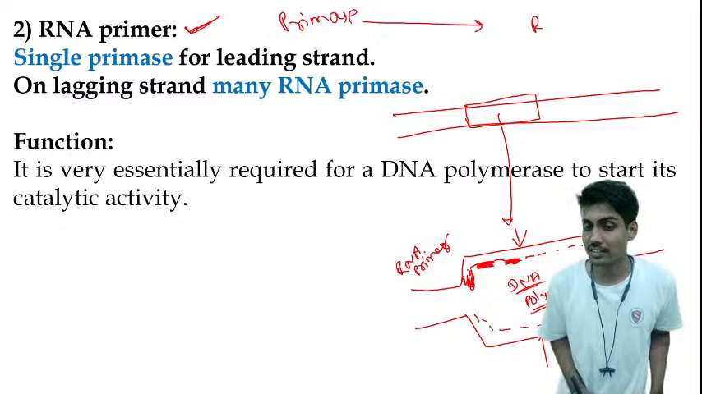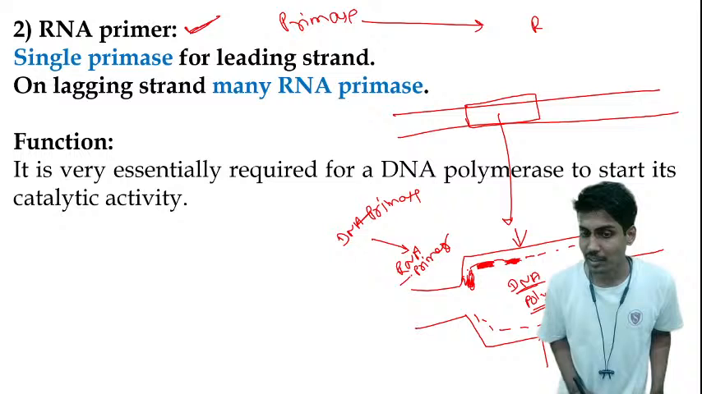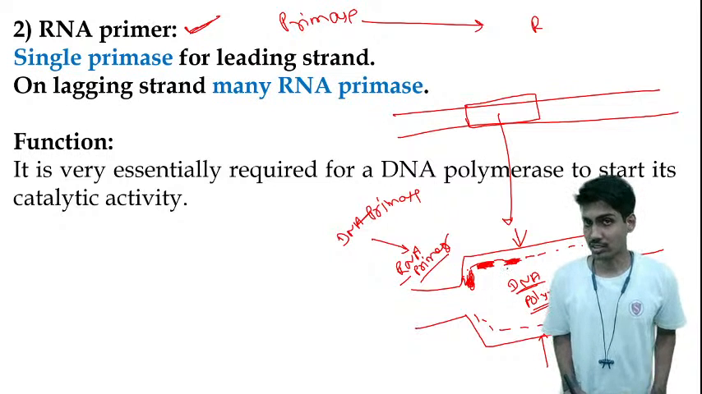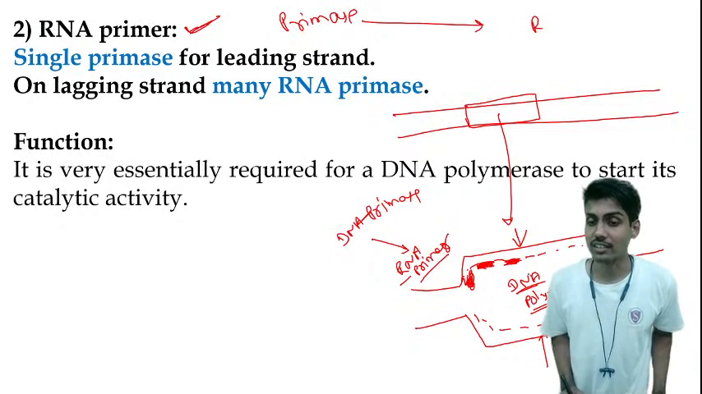RNA primers are synthesized by the DNA primase enzyme. So what will this DNA primase do? It will form these RNA primers. Now, RNA primers means what? These are short strands of RNA. Okay. Now why are these short strands of RNA required?